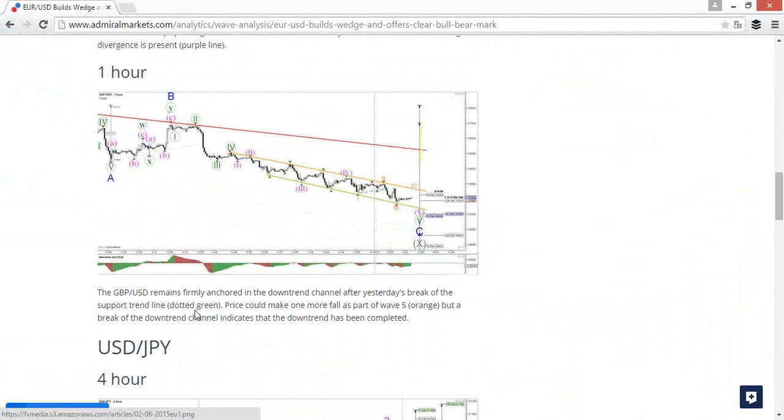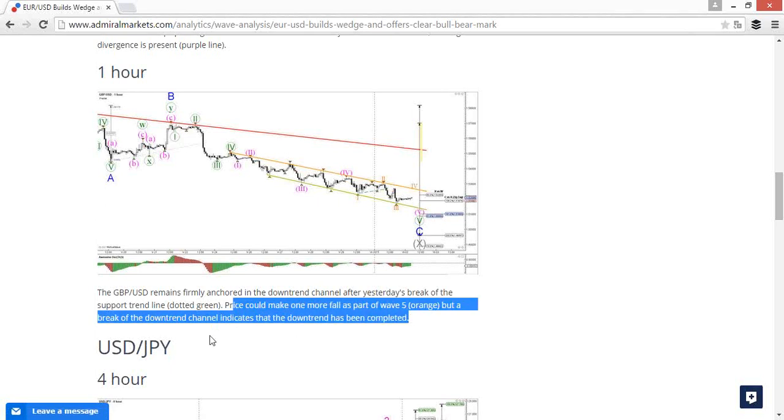I don't think I wrote that, but here, price could make one more false part wave, but a break of the downtrend channel indicates that the downtrend has been completed. Yes, once the downtrend channel breaks, then it would be completed. Maybe I didn't formulate that sufficiently. So it hasn't broken yet, but if it breaks, then we can consider that downtrend channel completed. Sorry for that. I should write would break.